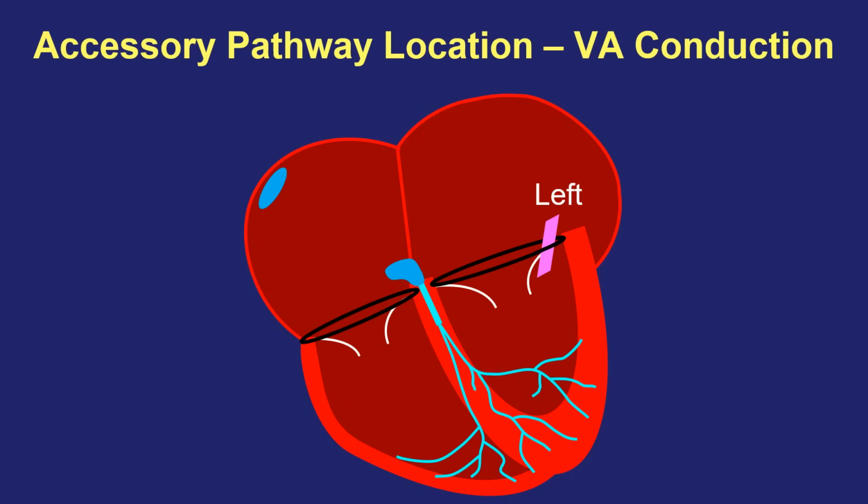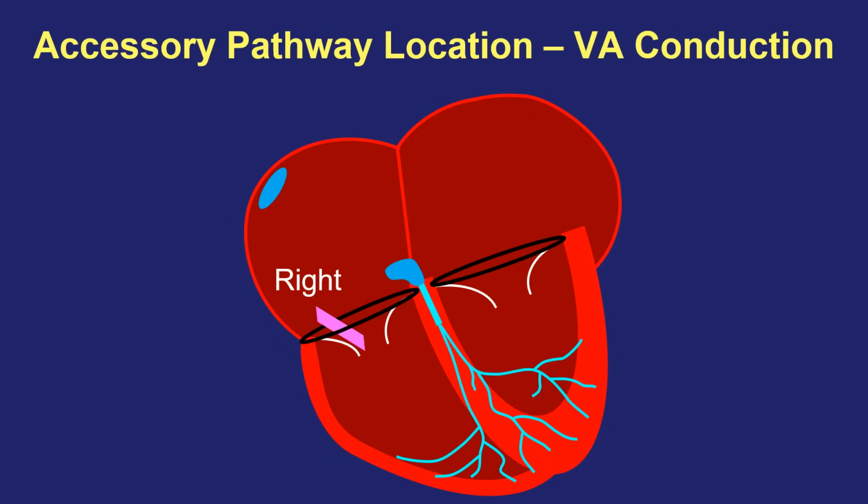And it's also important to consider that accessory pathways, whether they are overt or concealed, can be present in different places of the heart. You can have an accessory pathway that is present over on the left side of the heart, connecting left ventricle to left atrium.